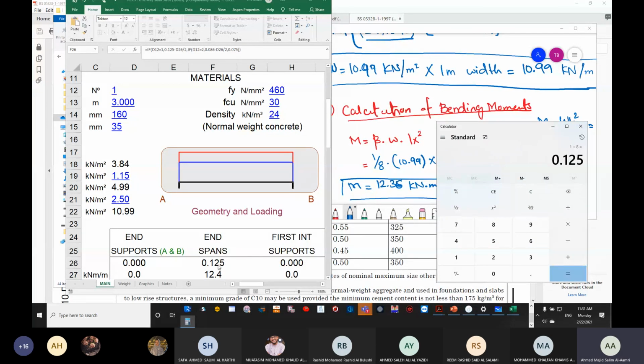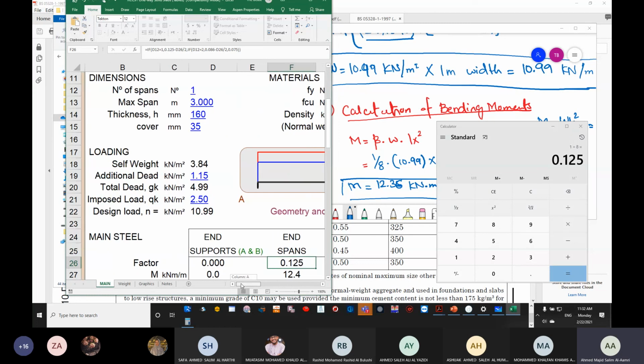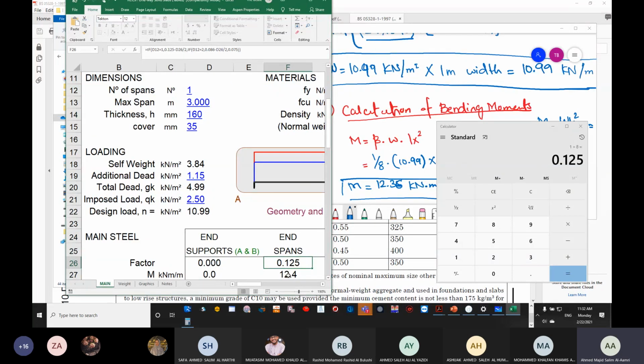Now if you are using 0.125 and the load W and everything, you can see that approximately your moment is going to be 12.4. So we have the coefficient and we have the moment.